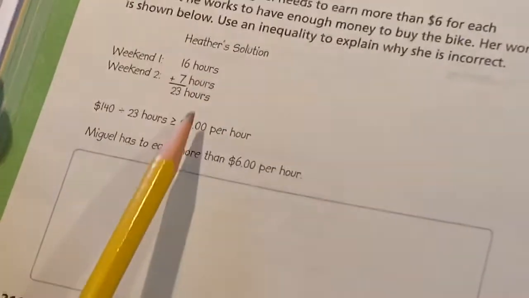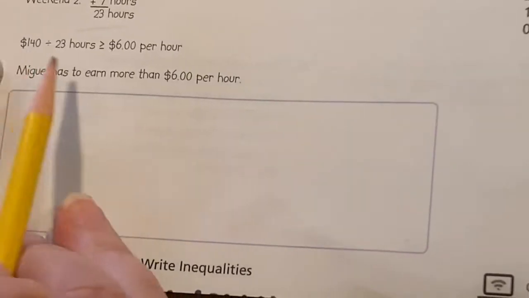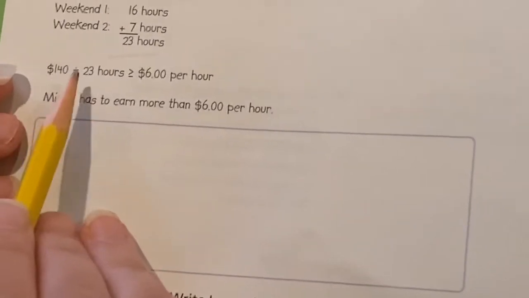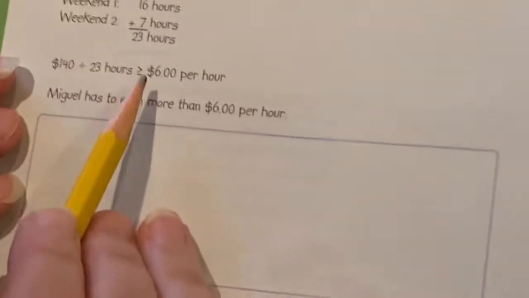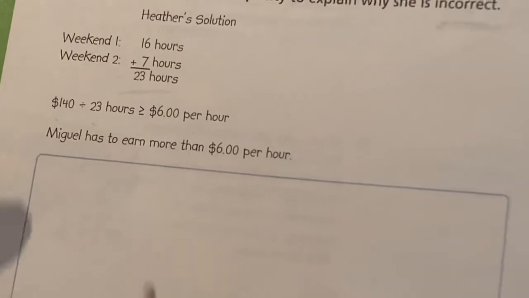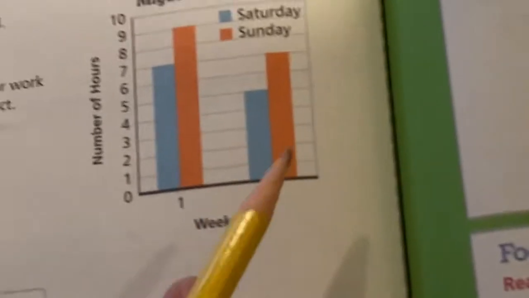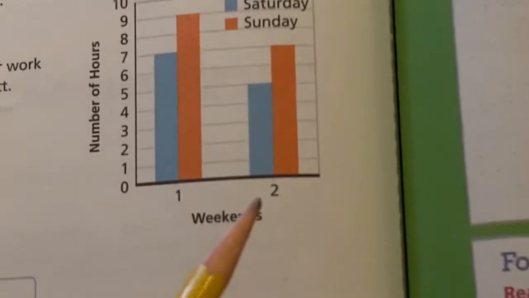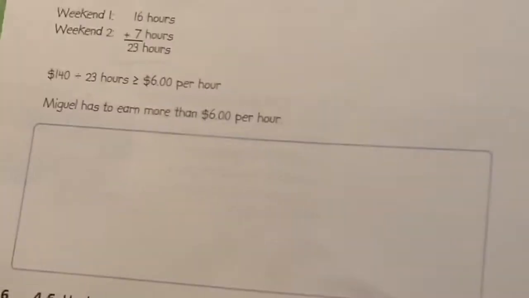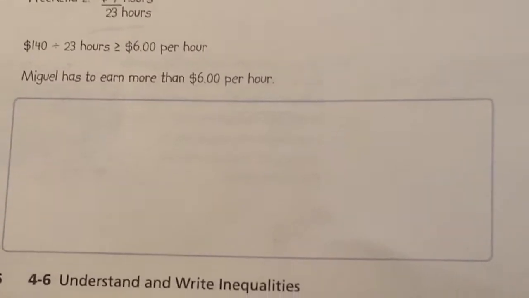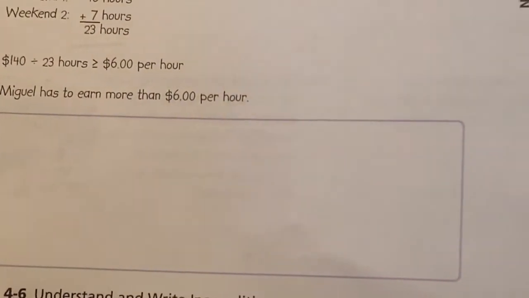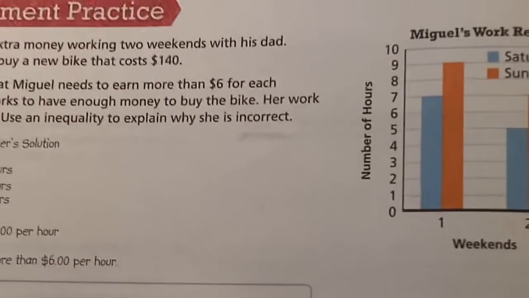She's right, 16 plus 7 is 23 hours, but he worked more than 23 hours. So then the inequality that she used was 140 divided by 23 hours is greater than or equal to $6 per hour. Miguel has to earn more than $6 per hour. But the truth is that Miguel works more hours than that. So show the equation that is correct and gives the correct amount that he needs. Do that now. Pause the video and start it up again when you're ready to give your answer.